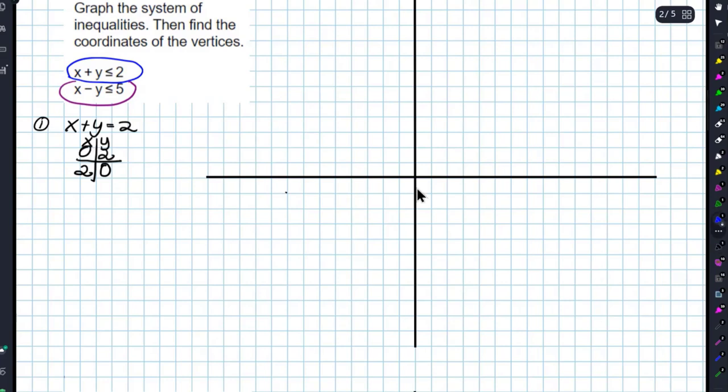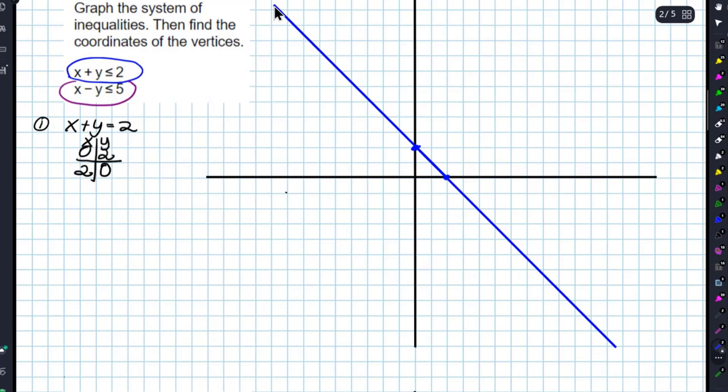So 0, 2 is right there. And 2, 0 is right here. And so I draw a line through these two points. Isn't that wonderful?